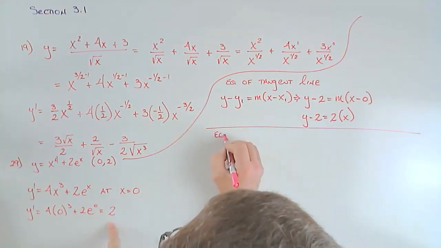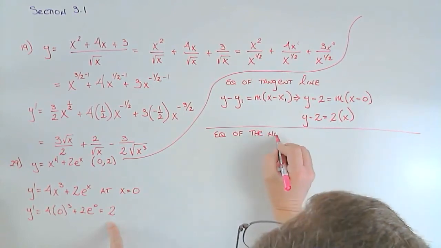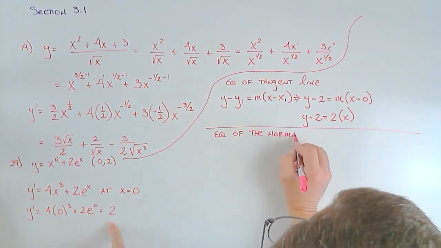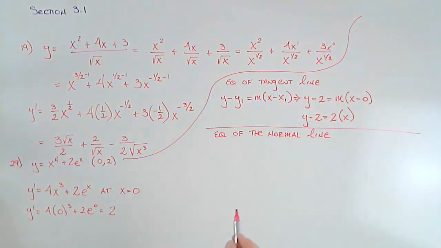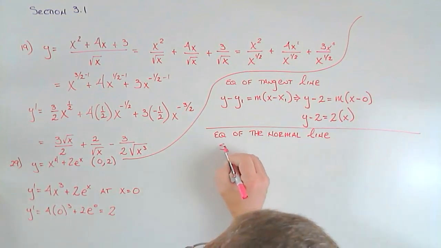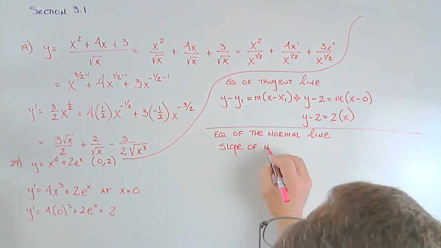Now they want the equation of the normal line. I don't know your past, and so I'm not sure that you know the definition of normal lines. Normal lines are perpendicular to the tangent line. That's what a normal line is, perpendicular to the tangent line. The slope of the tangent line is 2. So the slope of the normal line is perpendicular.